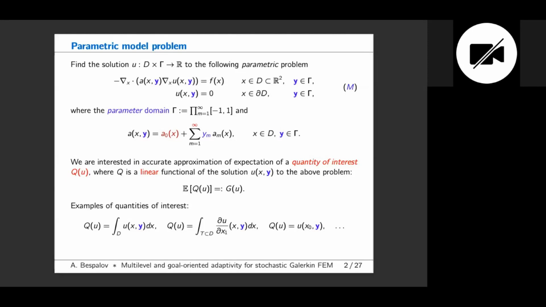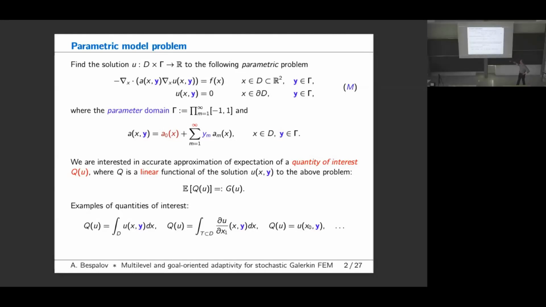In this talk, we won't be interested so much in the solution per se, but rather in the accurate approximation of the expectation of some quantity of interest derived from the solution. So if we have a linear functional Q of the solution to the model problem, then our goal functional G of u will be an expectation of this quantity of interest. Examples may include an average of the solution over the spatial domain, or some components of the flux over a subdomain, or even the quantity of interest can be a pointwise value of the solution at some point x in the spatial domain.